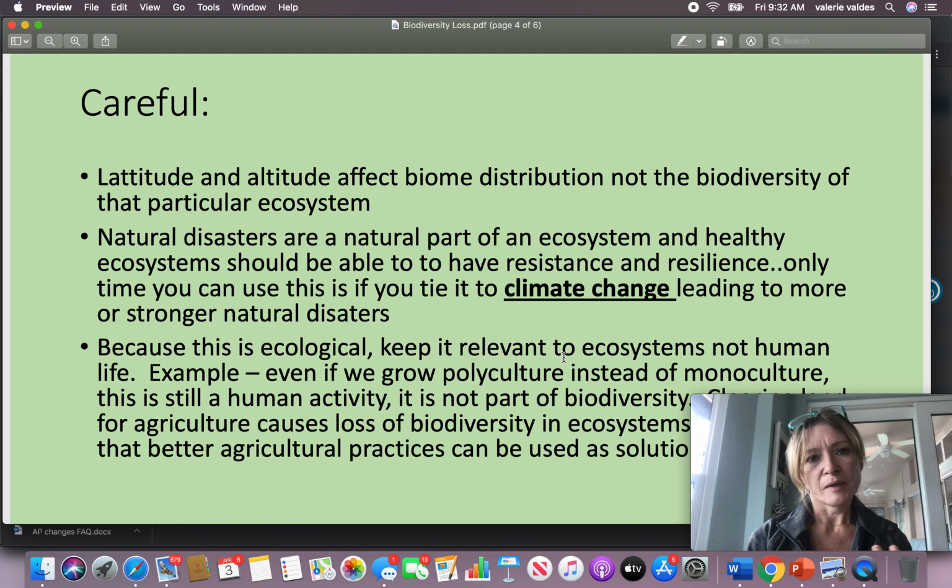Here, when we're talking about loss of biodiversity, we're basically focusing on those anthropogenic causes. Natural disasters is another one. So hurricanes, floods, natural disasters are a natural process in ecosystems. They can happen anytime. But if you have a strong, intact ecosystem, chances are that ecosystem is going to be able to bounce back. Remember, we talked about resistance and resilience. And so unless you're tying that natural disaster to climate change, so for example, global warming, there's more warming going on, more warm air, so therefore we're going to have stronger hurricanes, and that's going to decimate the habitat. So that can be allowed because you're mentioning that climate change in it, okay?